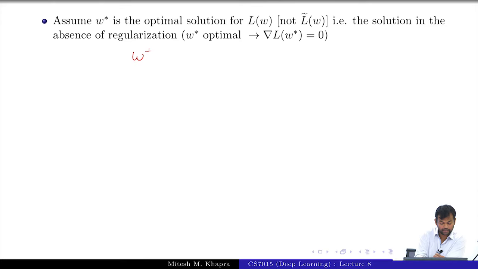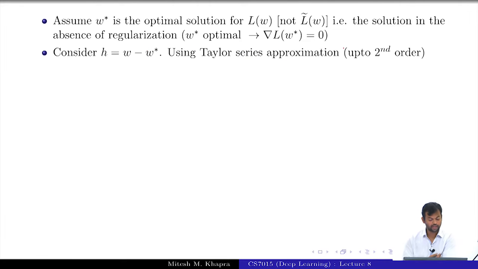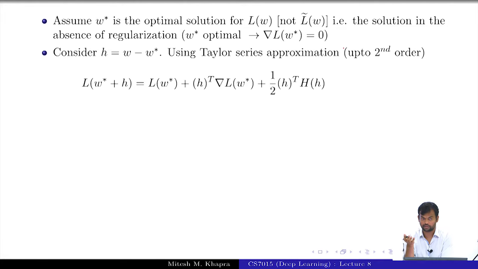So now let's say I'm at W star, okay? And I want to consider some point in the neighborhood of W star. That's what I want to do. So one way of saying it is that H is equal to W minus W star. Is that fine? Okay, so that's what I'm going to use in the next few steps. So suppose I have such an H, which is equal to W minus W star. That means I can move from W star to some point in its neighborhood by using H. And what does Taylor series tell us? This is what Taylor series tells us, right?